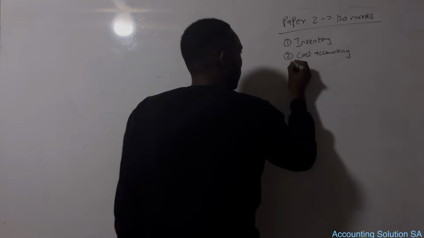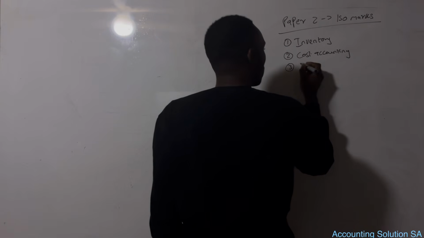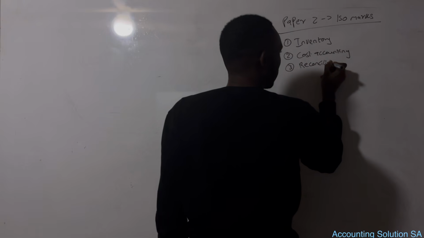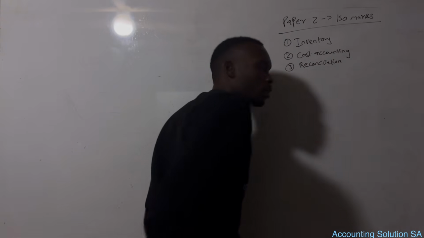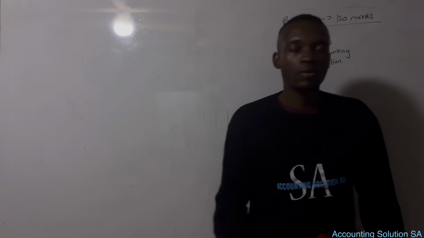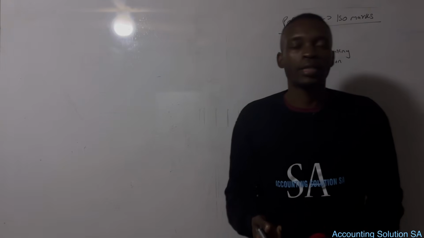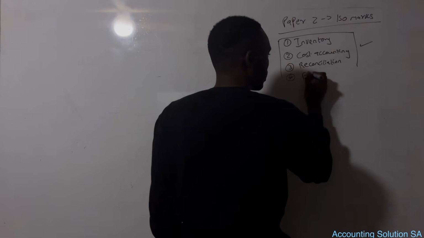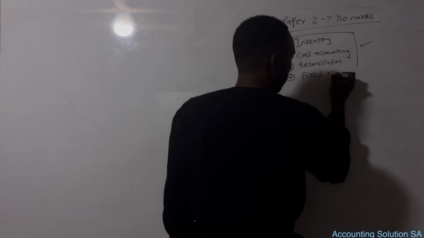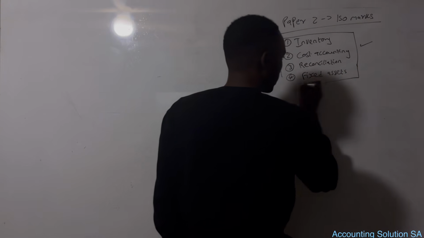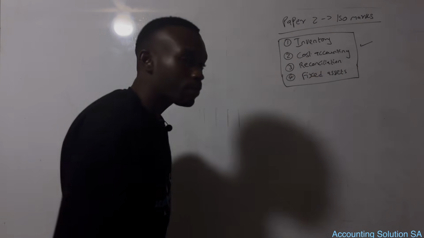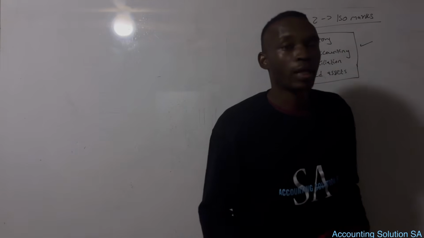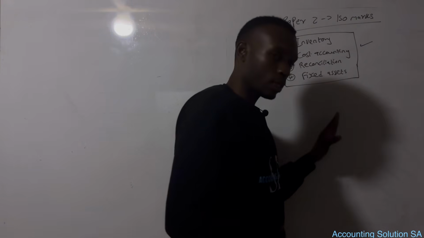Number 3 will be reconciliation. Under reconciliation, you know that you have a bank reconciliation, creditors reconciliation, and debtors reconciliation. So you have to make sure that you cover all of them. Then you have fixed assets, which is the last one. So these 4 chapters are for those who are in grade 12 and those who are doing a rewrite. You're going to write about these 4 chapters.